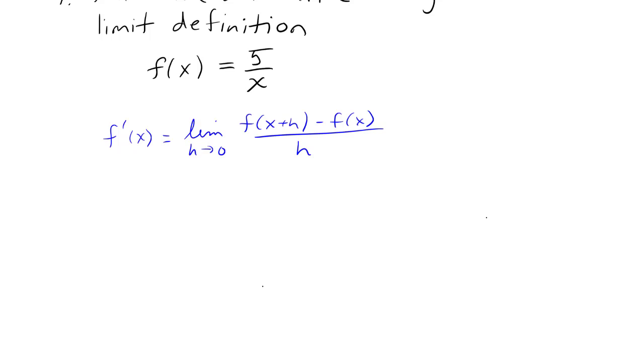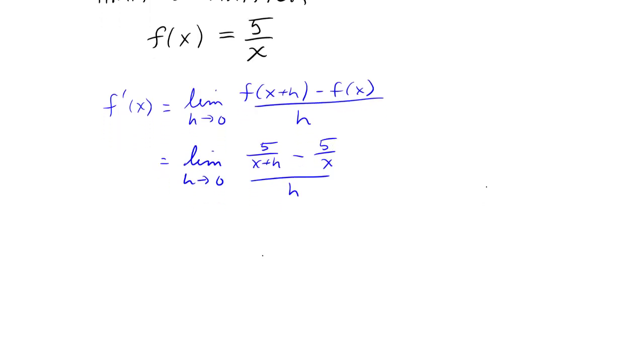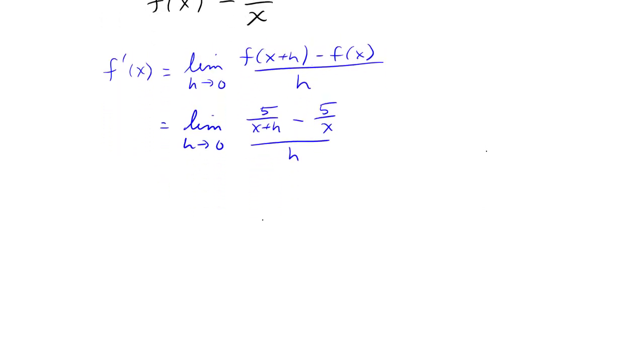That's the limit definition. And then, if we apply that to this function, we would get the limit as h approaches 0. F of x plus h would be 5 over x plus h minus f of x is 5 over x, all over h. So that's the way we've set it up. Now I notice that if I were to plug in h of 0, I would get 0 over 0. So this is one of these limits where we have to get out of that situation.